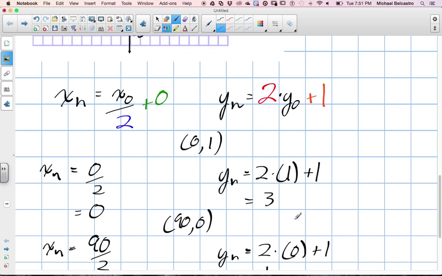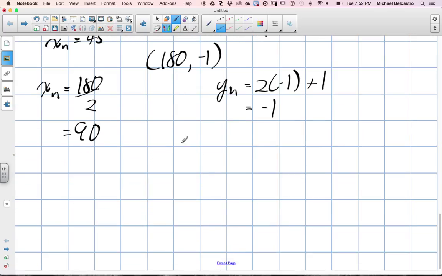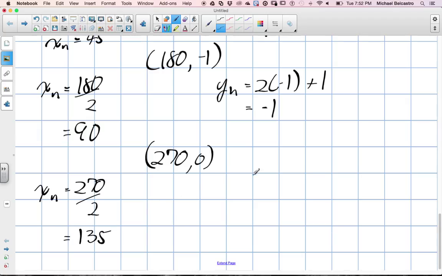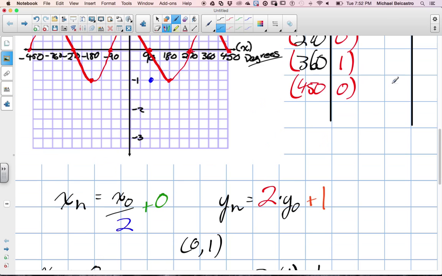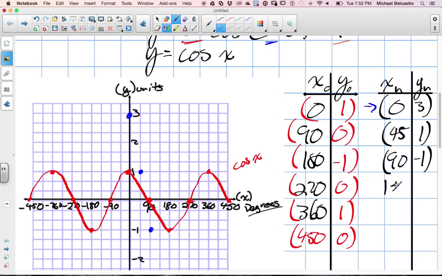270 and 360 are our last ones. 270 is at 0. Okay. So x new is 270 divided by 2, which is going to be 135. And then I already know that 0 is going to be 1. My new y is going to be 1. So 135, 1. I know I'm doing that kind of fast, but you could use a calculator to do it, right? 135 is right in between here. It's at the value of 1.